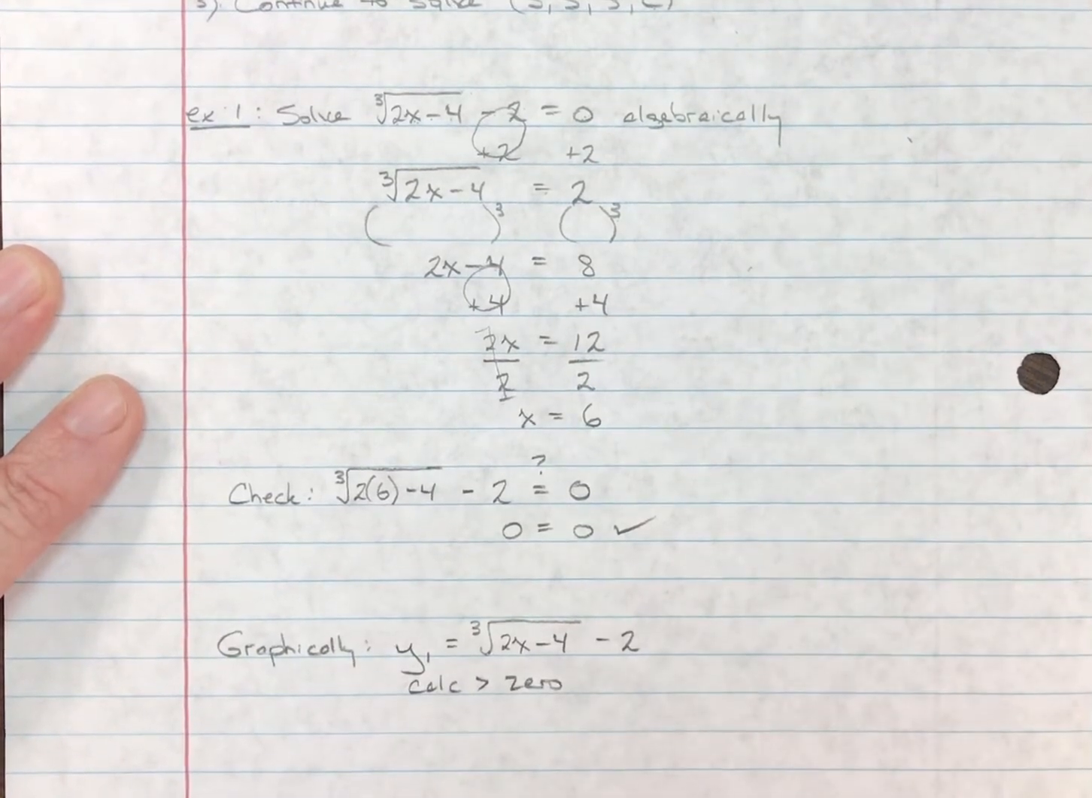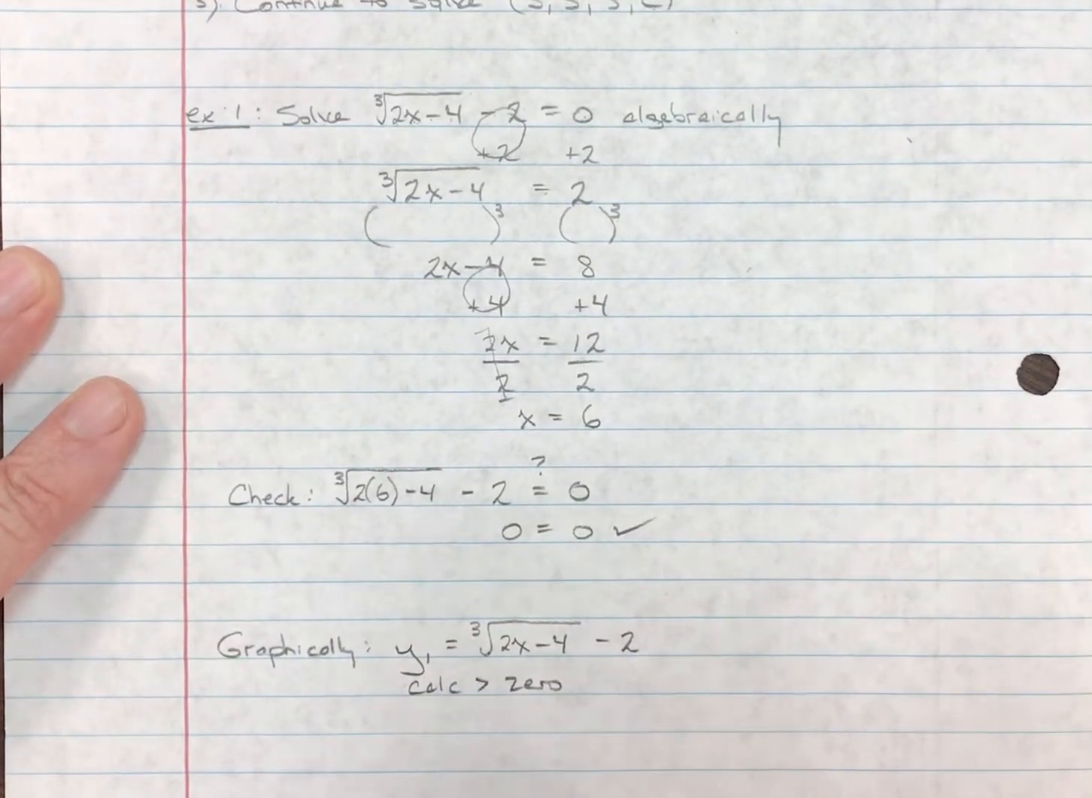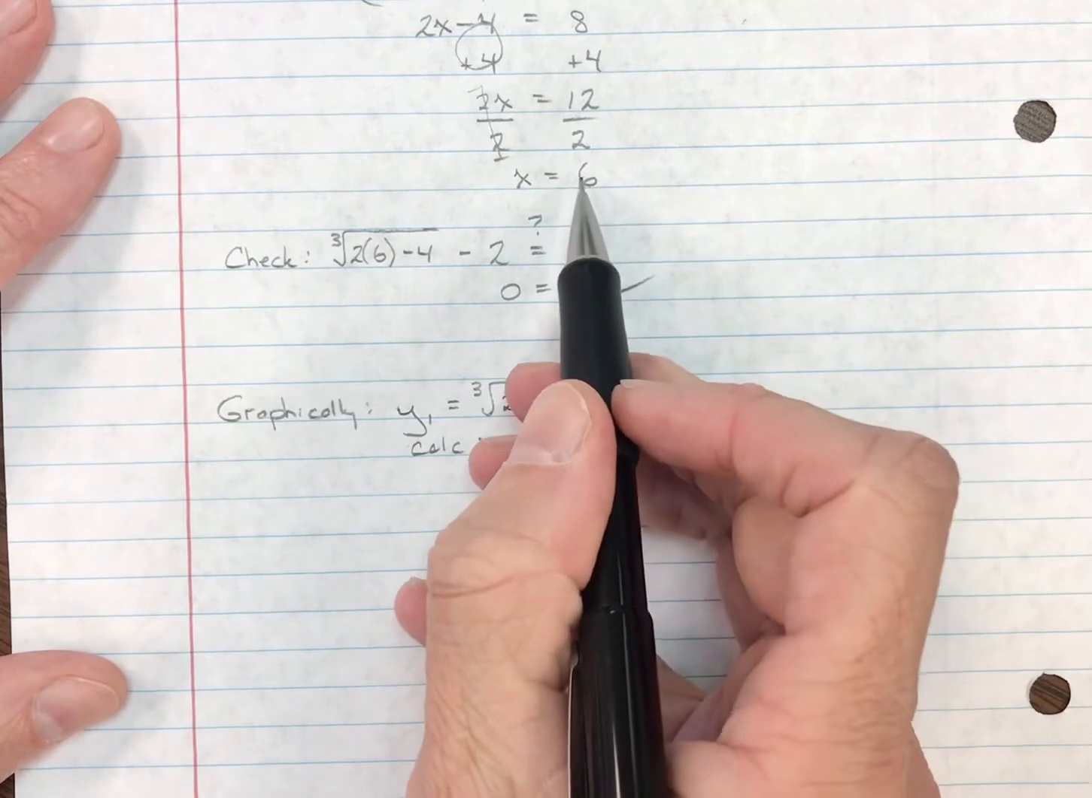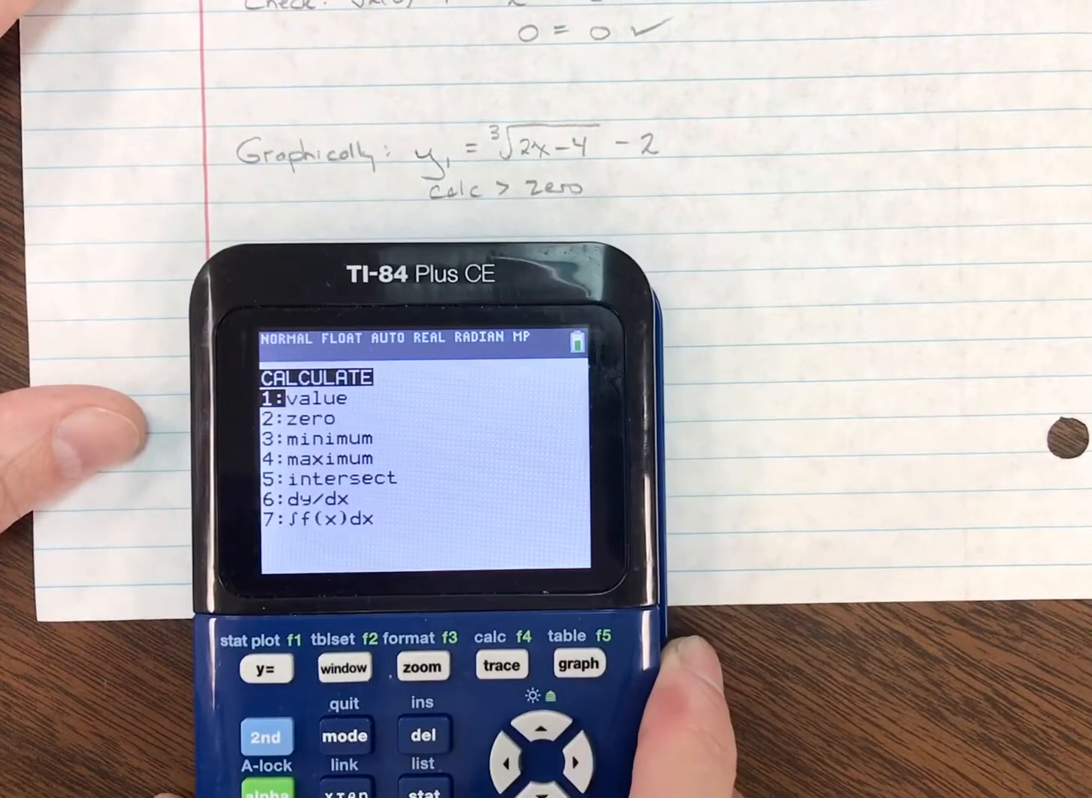I think it's 0, is it zeros? I forget. Calc 0. Okay, and then of course left bound, right bound to find the 0. We think it should be at x equals 6. Let's take a look. Let me shift my paper up.